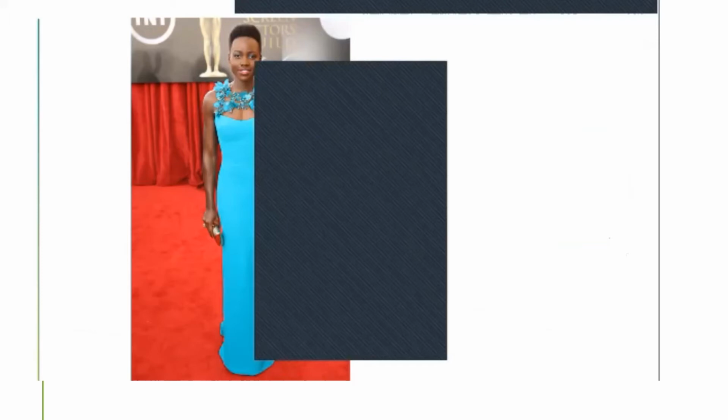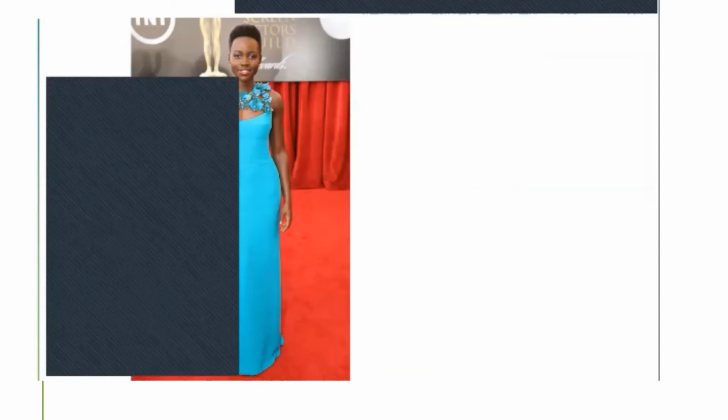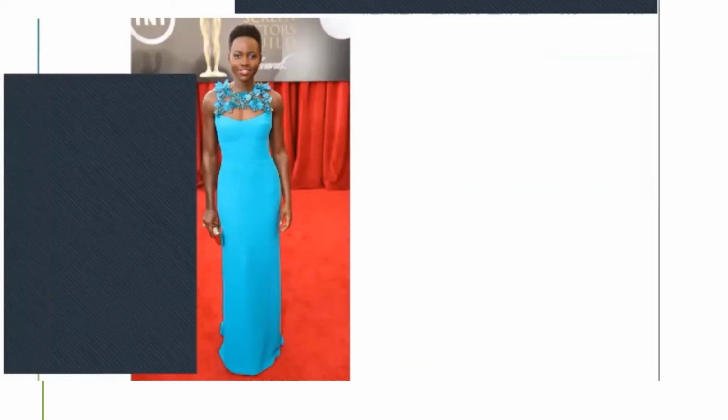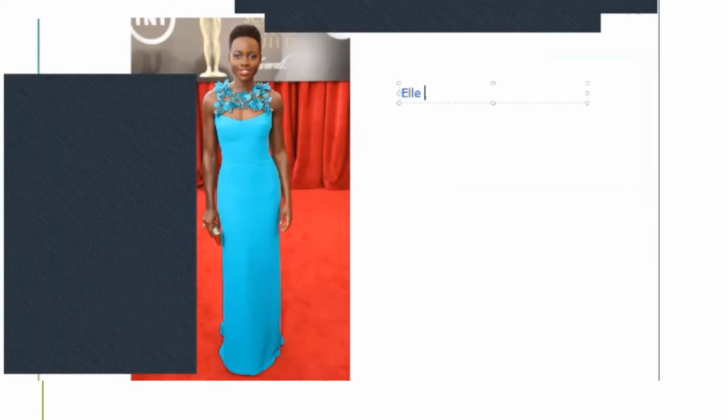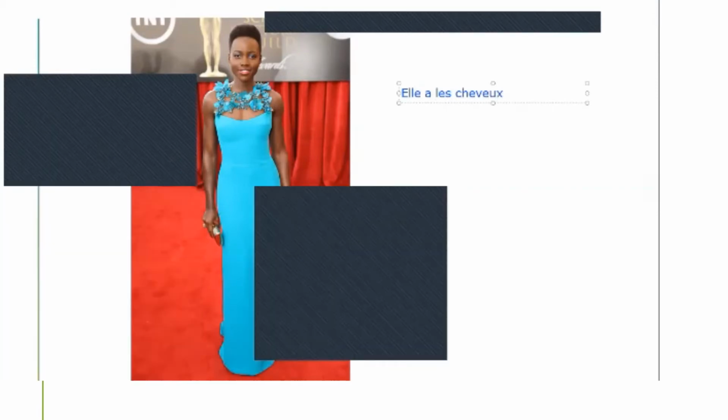What about the texture of her hair? It looks kinky. Okay. So what would you say about her hair? How would you describe her hair in a sentence? Hold on. I want to hear from somebody. Yes, Nakila. Go ahead. She has short black... So how do you say that in French now? Elle a les cheveux, go ahead. Court, noir.